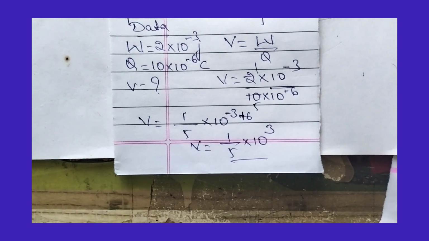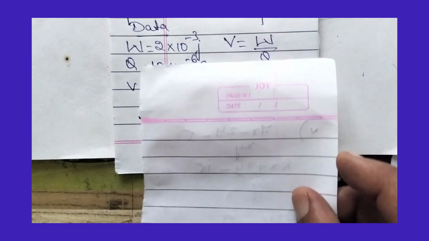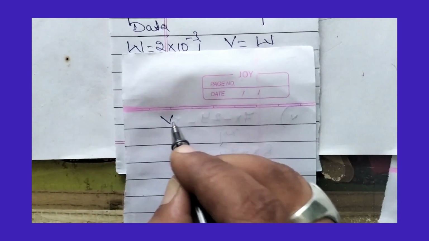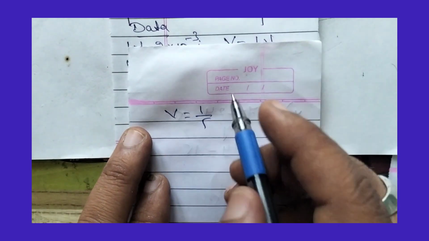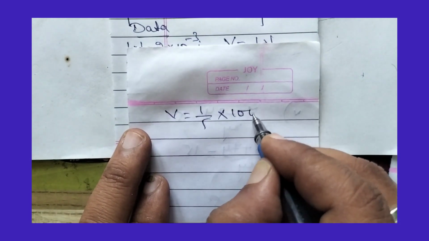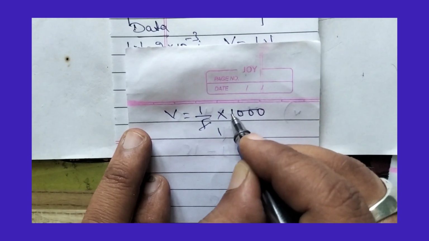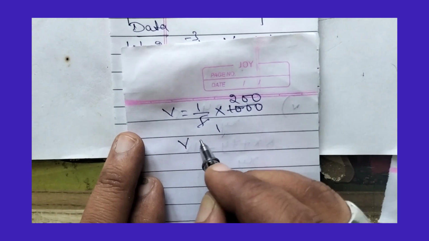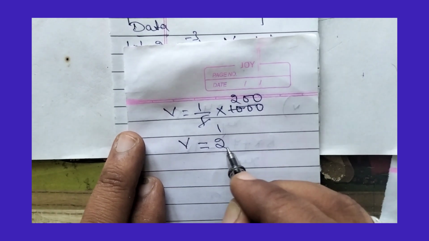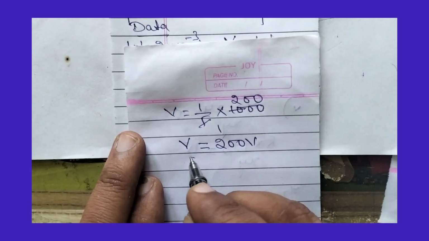So now let us simplify this. If I simplify that, we will get V is equal to 1 by 5 into 10 to the power of 3. So 10 to the power of 3 is 1000. So 5 ones are 5, 5 twos are 10, 0 0. Therefore the potential at point P is equal to 200 volts.